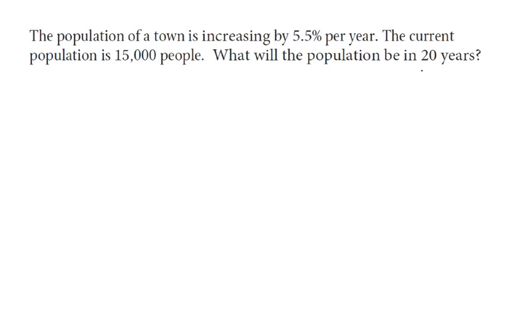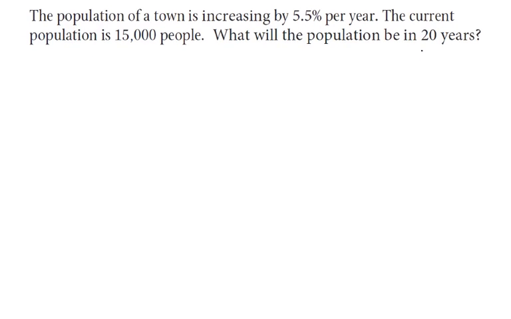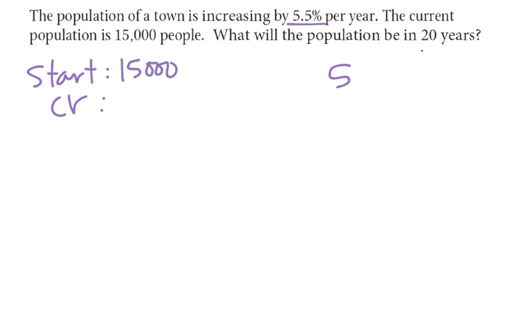All right, so one more to take a look at. We like to use population a lot with these geometric patterns. So the population of a town is increasing by 5.5% per year. The current population is 15,000 people. What will the population be in 20 years? Okay, so the first thing to note is, where do we start? Okay, we start at 15,000 people. So what's our constant ratio? Now, they say it's 5.5%, which mathematically is 0.055.